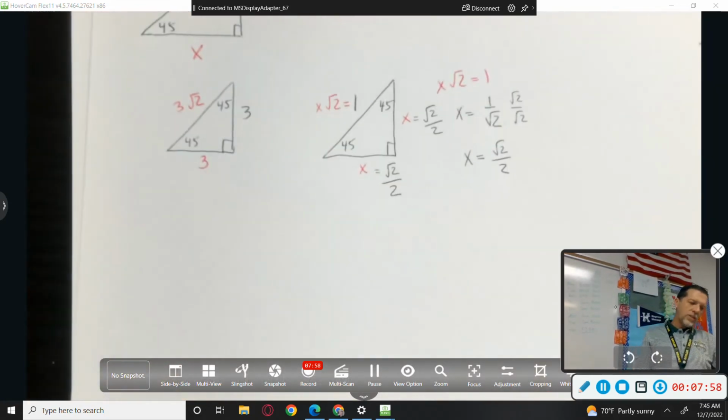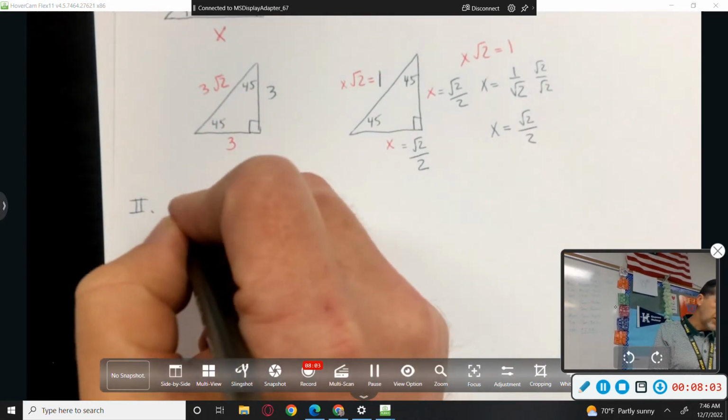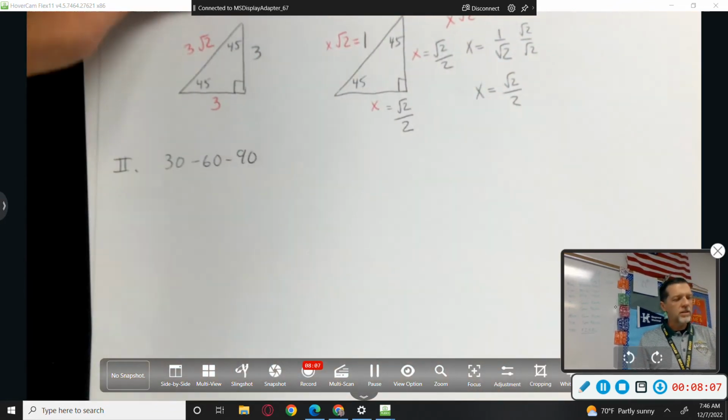All right, let's jump back to our special right triangles. And you might see where we're headed with this. Let's look at a 30, 60, 90 right triangle.